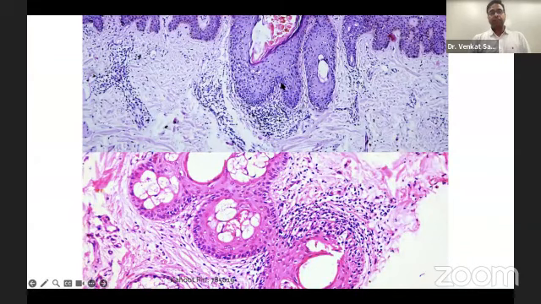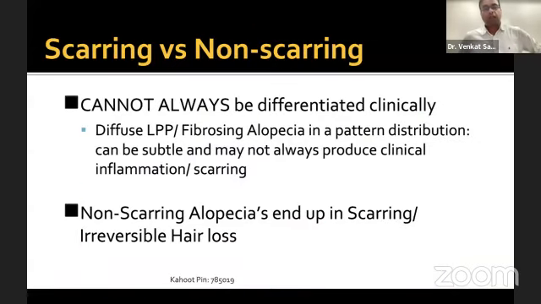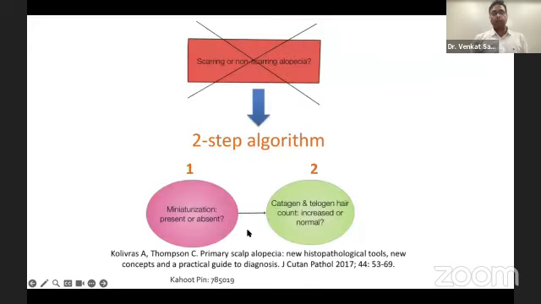And this is the histology of this particular case, showing you lichen planopilaris, particularly affecting the infundibulum. This is a vertical section, and this is a horizontal section, just to home in on the point that I've made earlier. So scarring and non-scarring cannot always be differentiated clinically. Diffuse LPP or fibrosing alopecia in a pattern distribution, or chronic androgenetic alopecia, which I believe is fibrosing alopecia in a pattern distribution, both are overlapping entities, can be subtle and may not always produce clinical inflammation or scarring. Non-scarring alopecias end up in scarring and irreversible hair loss when they are chronic as well.